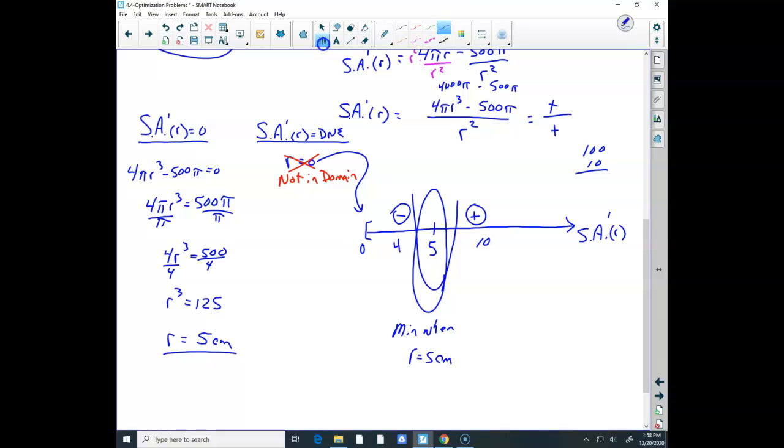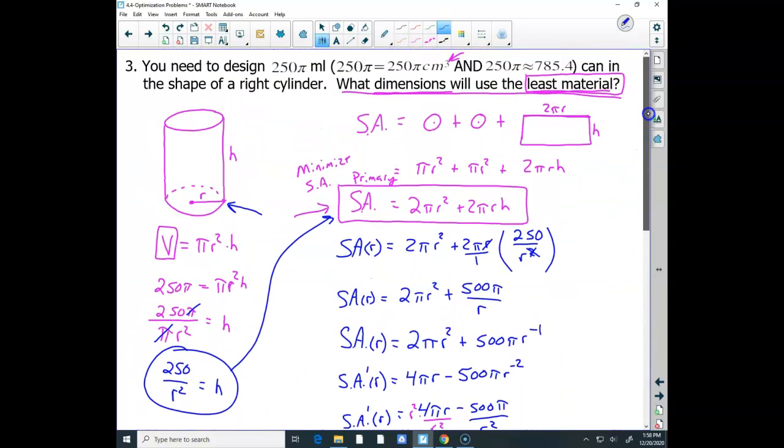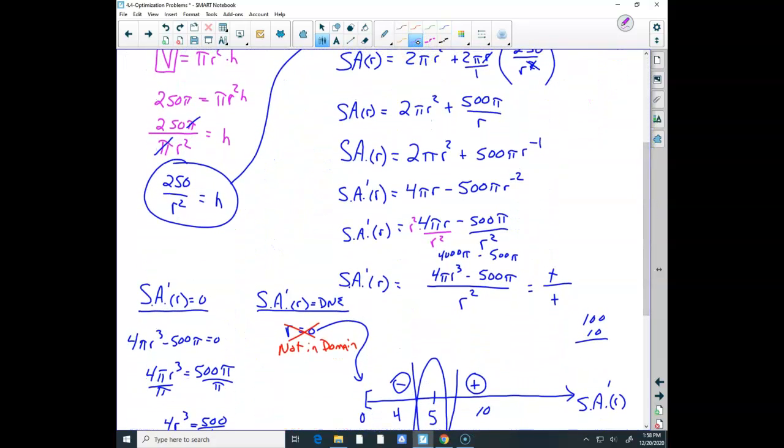Well, that's kind of crafty. Did they want the dimensions of the can this time? What dimensions will use the least? So I'm going to say the dimensions are radius of 5 centimeters, which means my height, I take my radius and plug it right in here. Well, that's 250 over 5 squared. That's 250 over 25. Hey, that means the height is 10 centimeters. So there are my dimensions of the can.